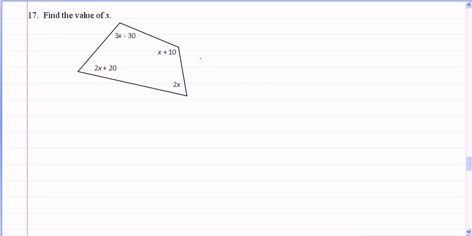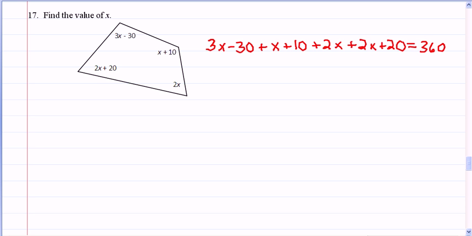For number 17, we're asked to find the value of x, and we're given a quadrilateral. We don't know what type of quadrilateral, but knowing that it is a quadrilateral means that the sum of the angles is equal to 360 degrees. So I take my angles of 3x minus 30 and x plus 10 and 2x and 2x plus 20. I add them together and set them equal to 360 degrees.